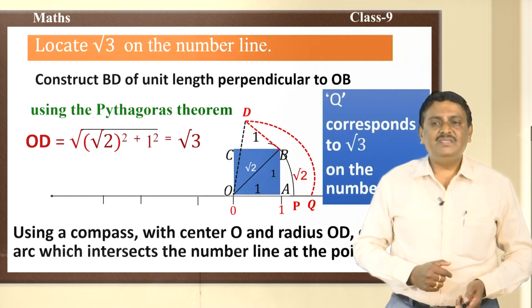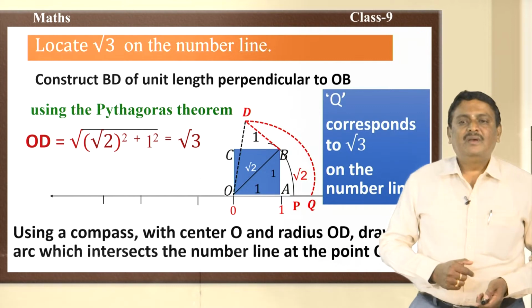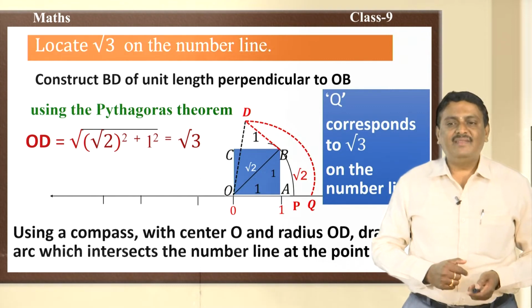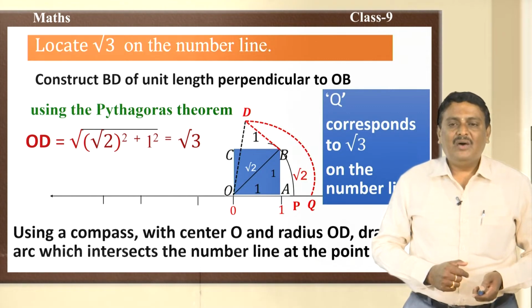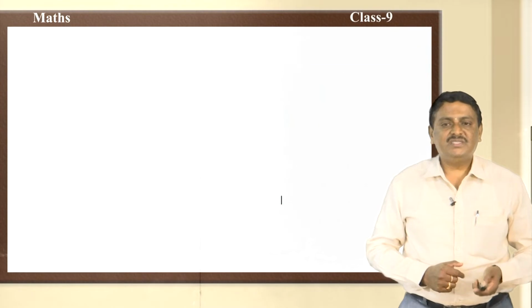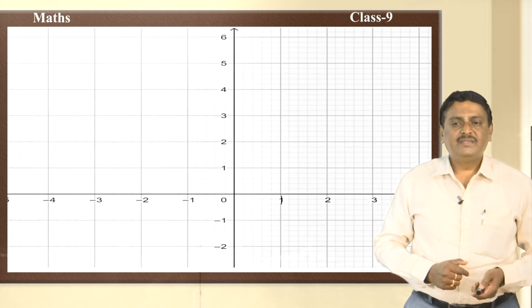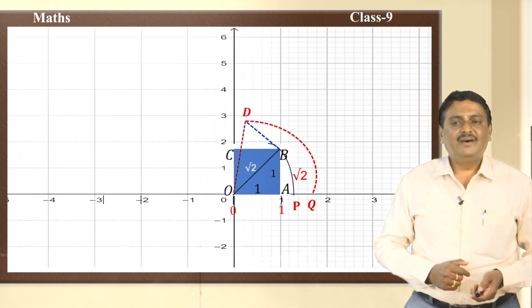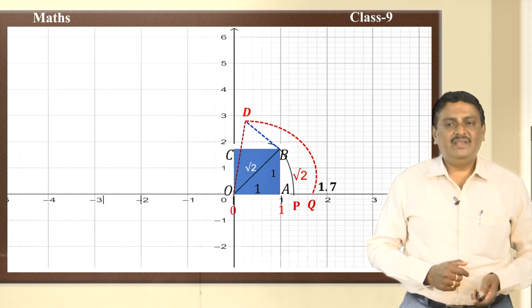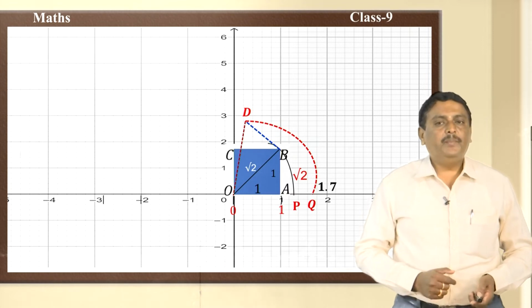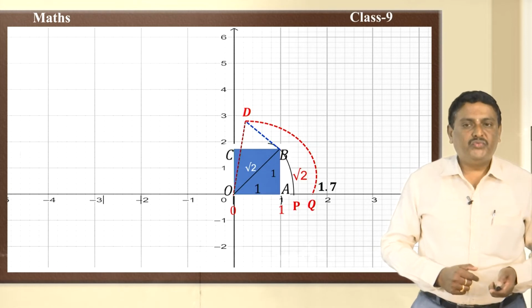Now, this Q corresponds to root 3 on the number line. If you represent this in a graph, you will get the approximate value of root 3, that is 1.7. Like this, you have to represent root 3 and root 4.